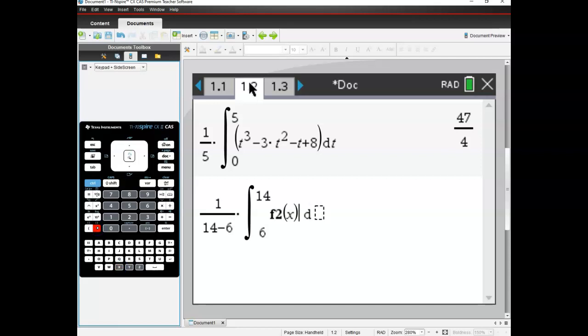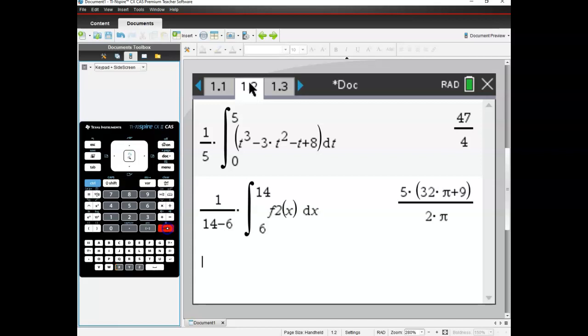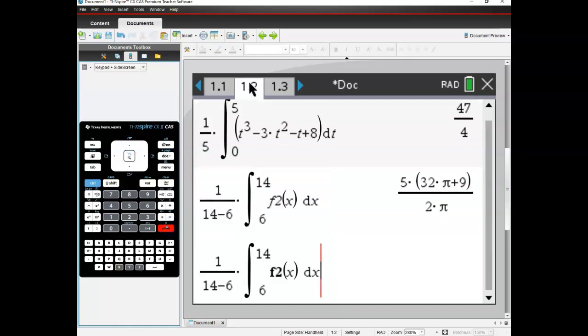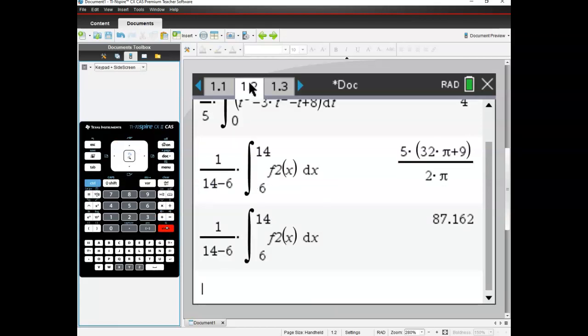So my calculator is going to reach in and it's going to grab it. So if I want to find my average temperature from 6 to 14, I will accumulate my temperature hours from 6 to 14, and I will multiply it by the hours in front, and it's going to give me my temperature of 87.162.